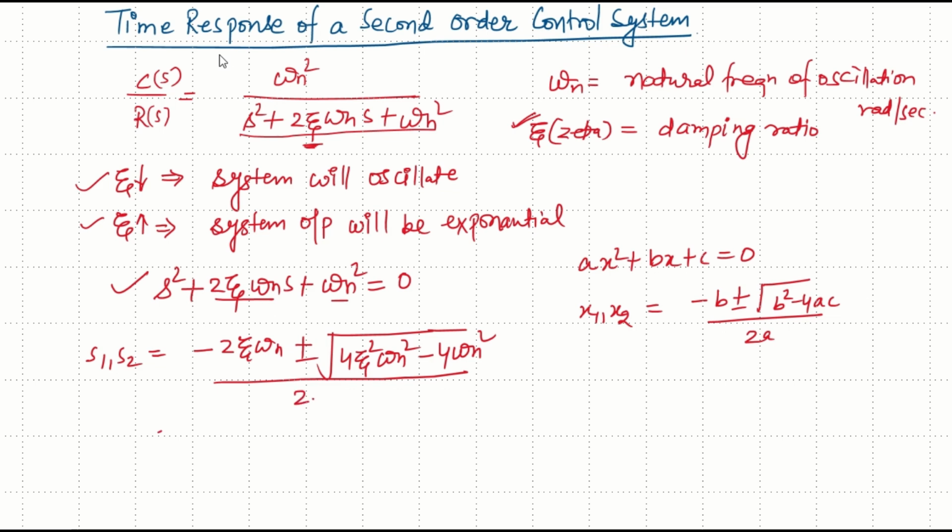So you can further simplify this. You can take 4 omega n square common from this expression, and these terms will get cancelled. So you will get minus zeta omega n plus or minus omega n square root of zeta square minus 1. So these are the two roots we get from the characteristic equation: one is minus zeta omega n plus omega n square root of zeta square minus 1, and the other root is minus zeta omega n minus omega n square root of zeta square minus 1.